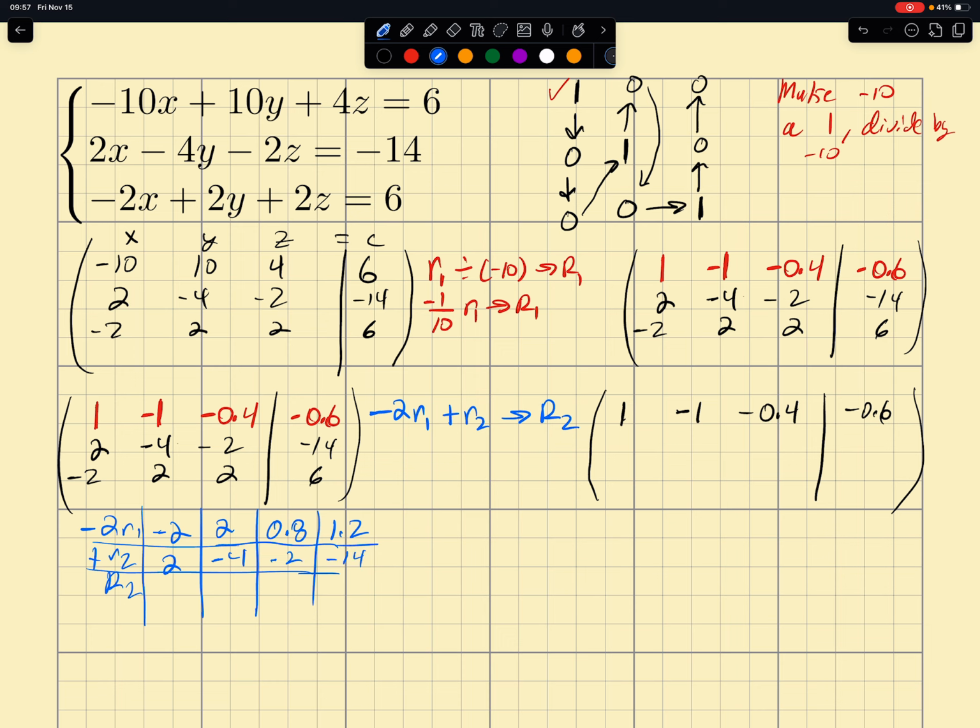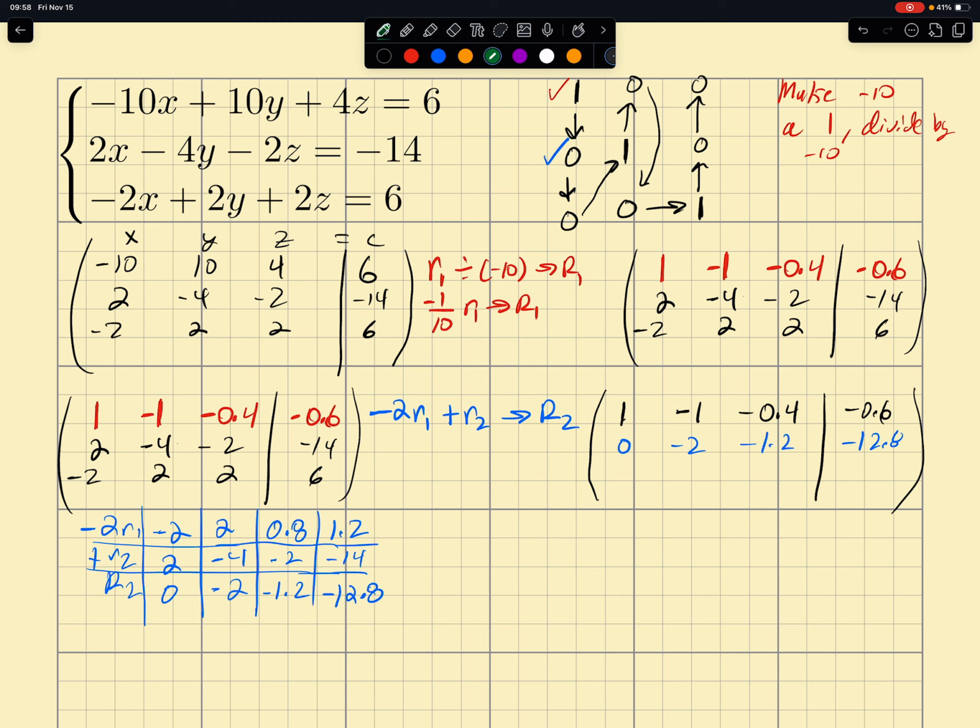Okay. So now add those. Negative 2 plus 2 is 0. 2 plus negative 4 is negative 2. 0.8 plus negative 2 is negative 1.2. And 1.2 plus negative 14 would be negative 12.8. So our new row 2 is 0, negative 2, negative 1.2, negative 12.8. Okay, so we've completed the second step in Gauss-Jordan elimination.